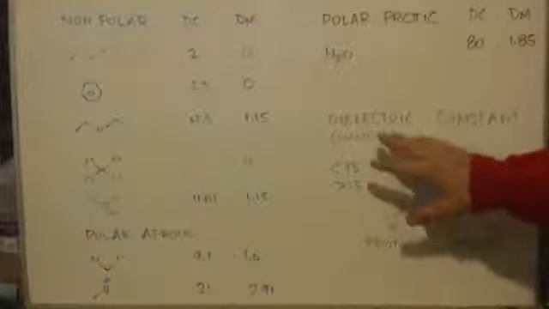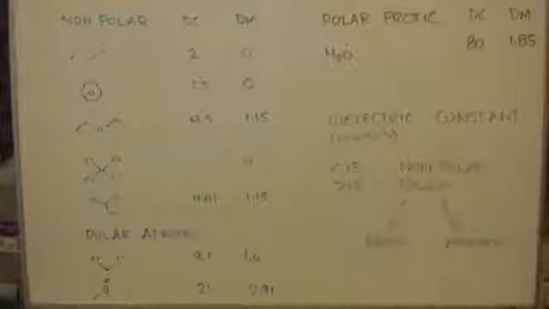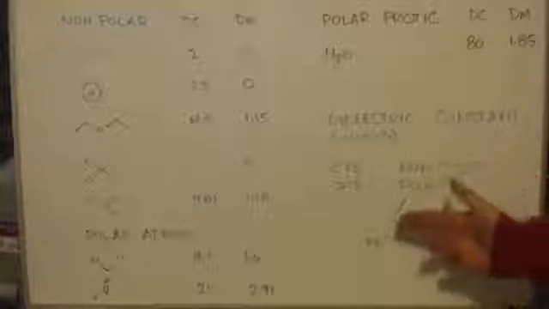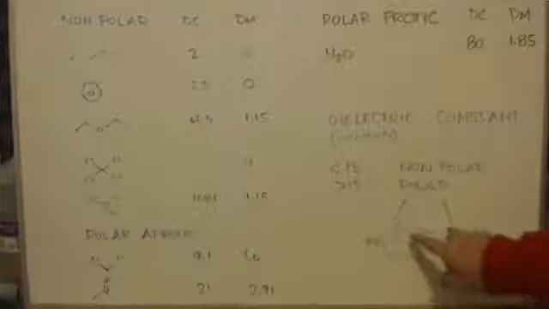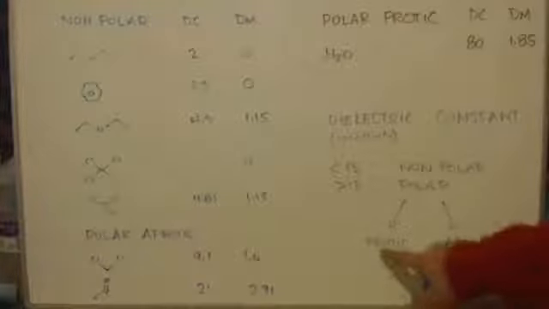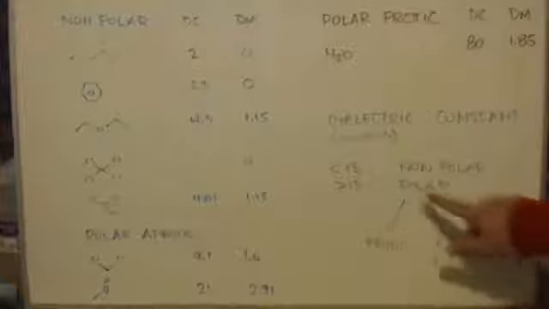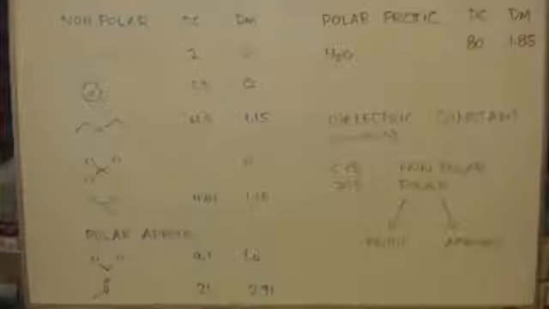There are exceptions to the rule, but anything less than 15 is considered non-polar. Anything greater than 15 is considered polar. Then you've got your protic and aprotic polar solvents. If you have protons, like hydrochloric acid or water, that's protic. If you don't have any protons, like acetone or dichloromethane, then it's aprotic. But it's still polar. This just tells whether you have protons in the solution.